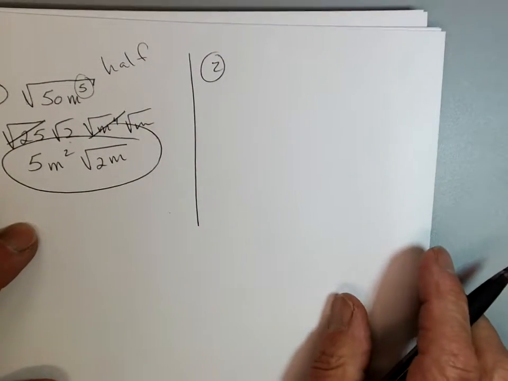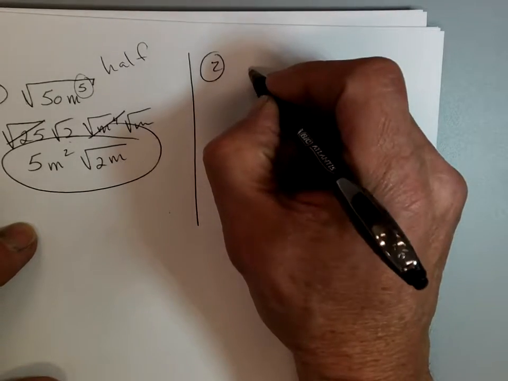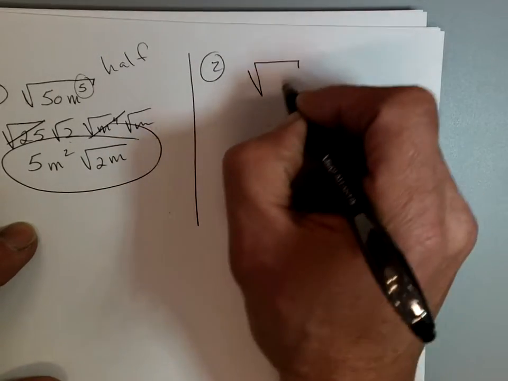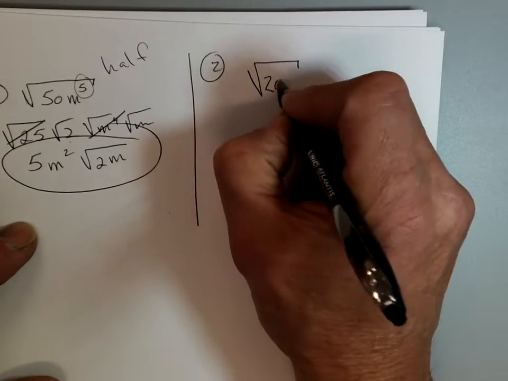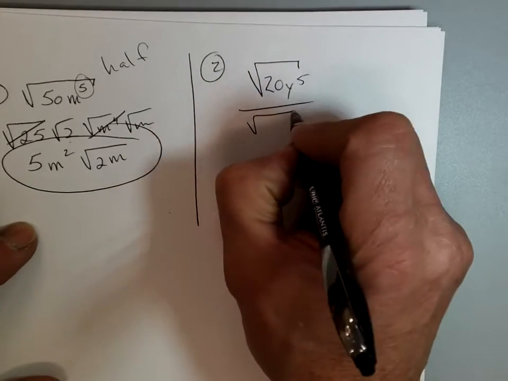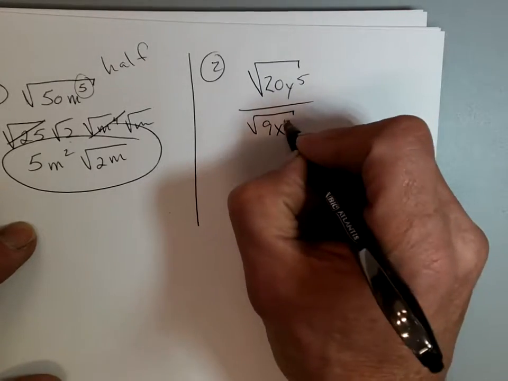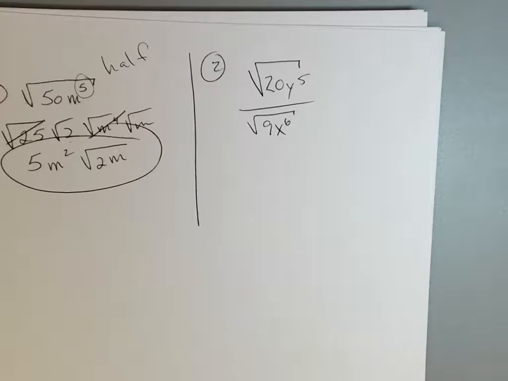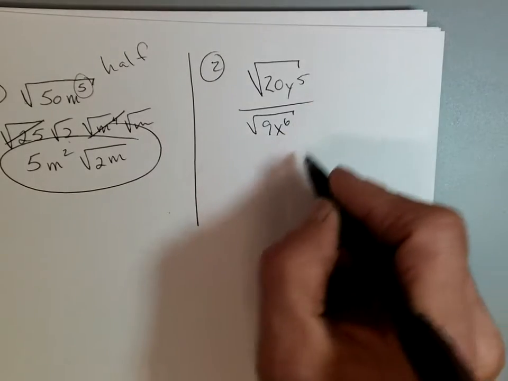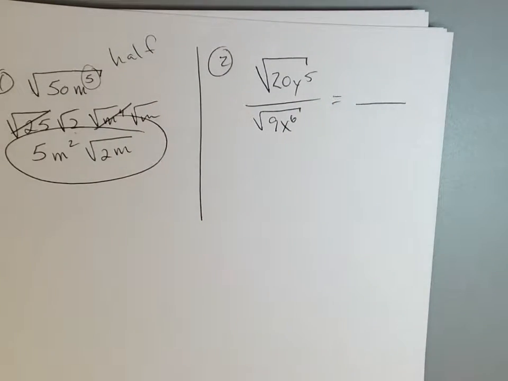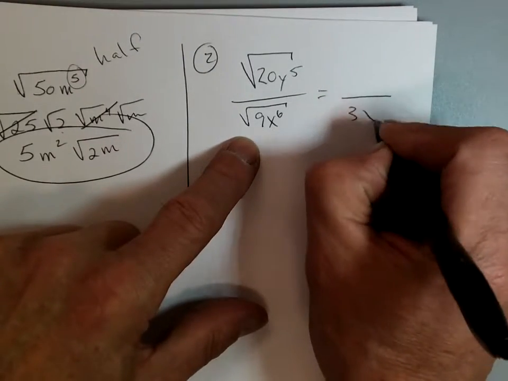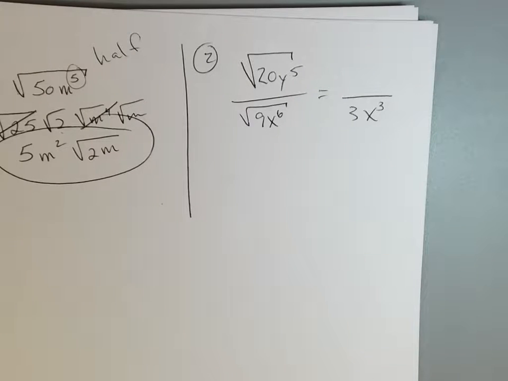Okay, number 2. I'm first going to rewrite it as two separate fractions. Square root of 20y to the 5th over the square root of 9x to the 6th. Now, what I recognize right off the bat is that the bottom, or the denominator, can be reduced. It goes straight to 3x to the 3rd, right? Square root of 9 is 3. I can take half of my exponent.